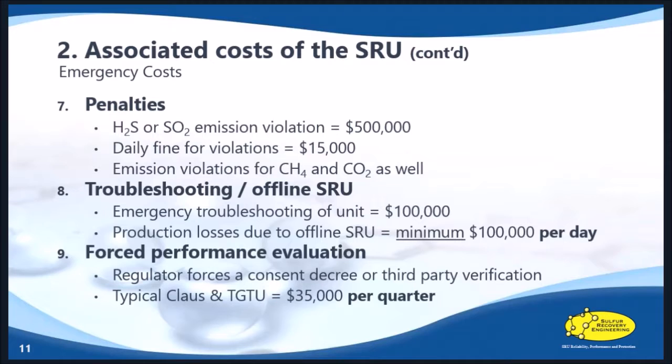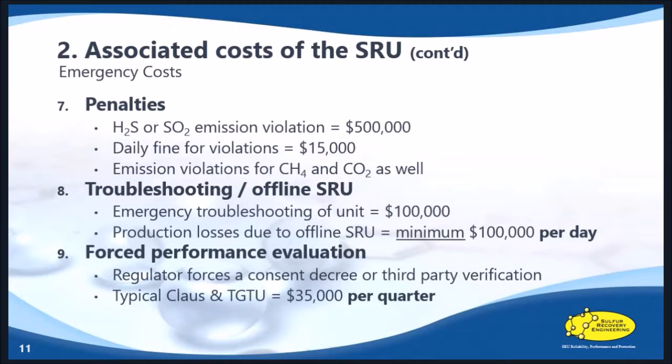Let alone troubleshooting the unit, if the SRU is the lifeblood of the refinery or the gas plant, then you'll have production losses because that SRU is not operating. And I put here a minimum of $100,000 per day, but I think that's very conservative. For some of our clients, that could be upwards of $1 million per day in production losses because the SRU is down. Last thing, in terms of emergency costs, the EPA, your local regulator, might force a consent decree or third-party verification, in which case you'll need to have a company like SRE conduct performance evaluations on a quarterly or monthly basis, at which point that same $35,000 that we were talking about on an annual basis in the previous slide is now a per quarter cost that you'll need to pay.